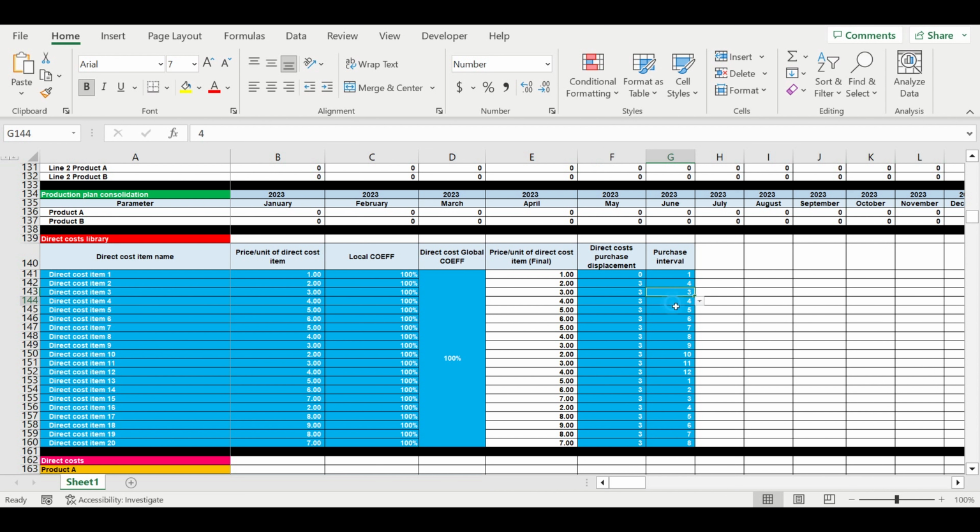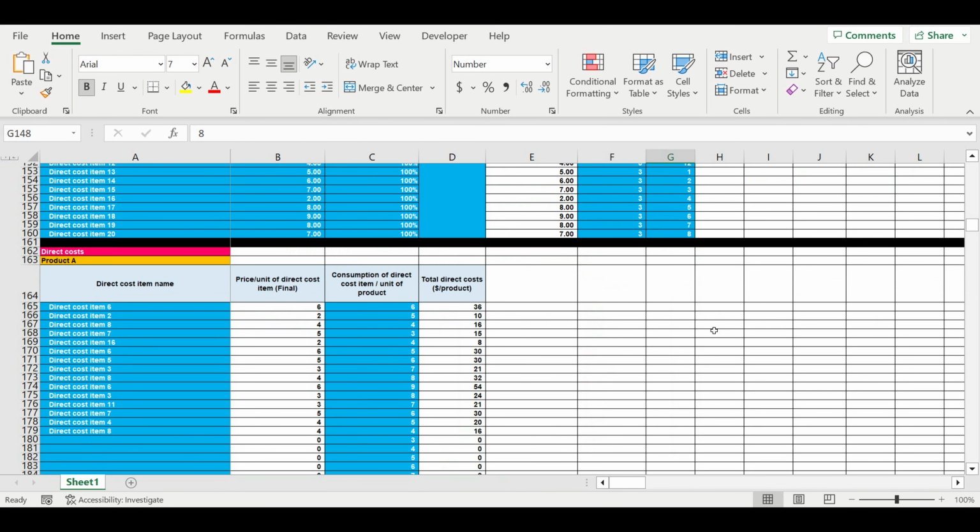Then we have a chance to specify the purchasing intervals. For example, one means that we purchase this raw material monthly, once in a month. This means that we purchase this raw material once in 4 months, or once in a year, once in a 6-month period. So we are using these inputs to calculate the real amount of money that we will need to start this manufacturing story, because this will significantly affect the amount of investment needed.